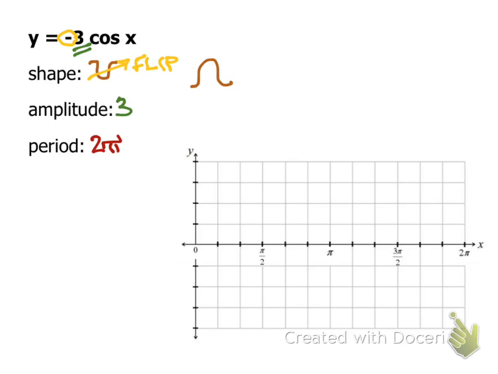To graph, cosine usually starts at a maximum, but we flipped it. It's going to start at a minimum, which will be down 3 because that's the amplitude. We'll have another minimum at the end of our period, which is 2 pi. Exactly halfway between, we will have a maximum, which will be up 3. And halfway between those, we have zeros.